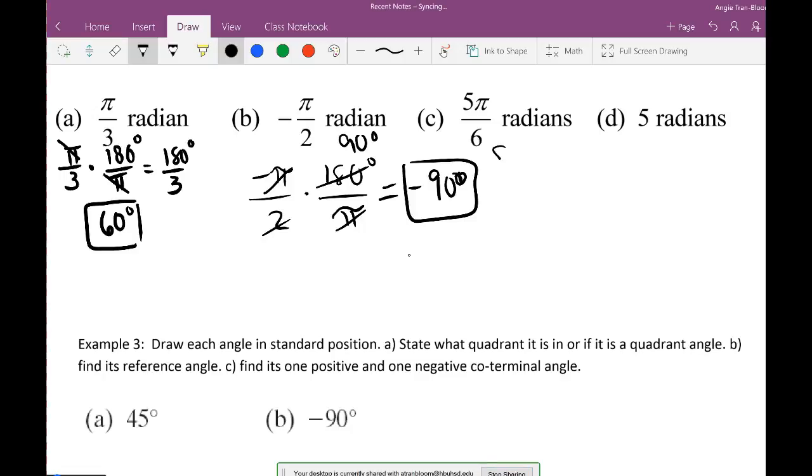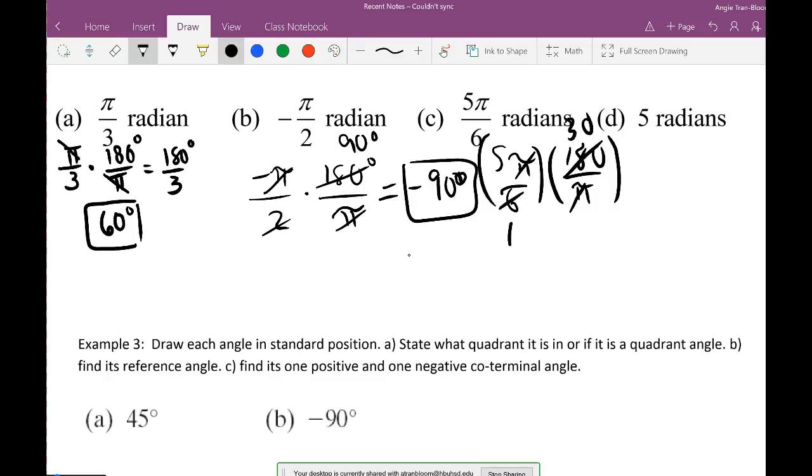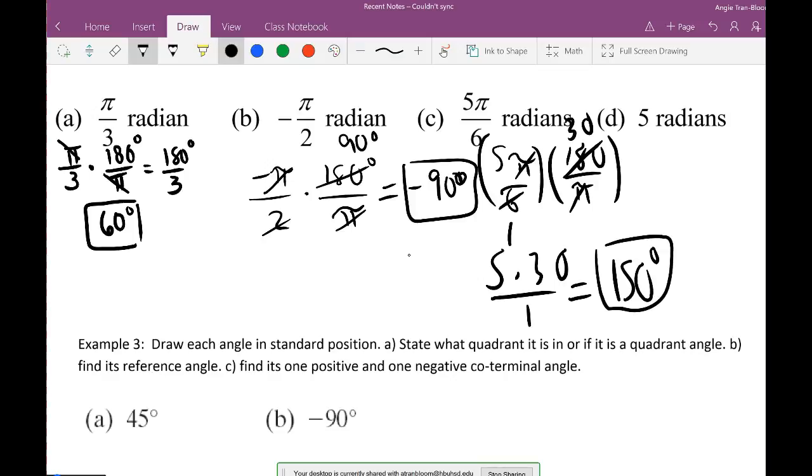Hello, class. So you have 5 pi over 6, and then you want to multiply that by 180 over pi. The pi's can cancel out, and the 6 can cancel out too, leaving you with 1 and 30. So you're dividing them both by 6, and they end up with 5 times 30 over 1, which is equal to 150 degrees.